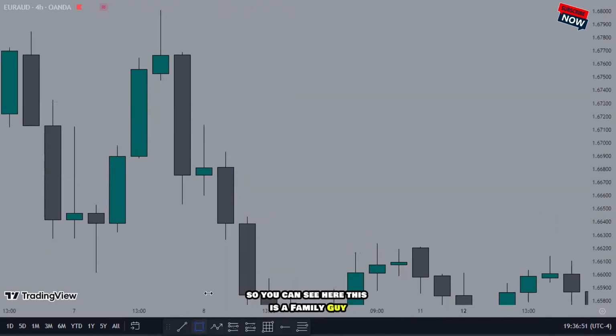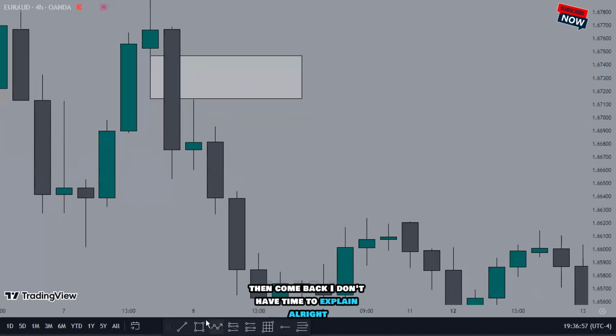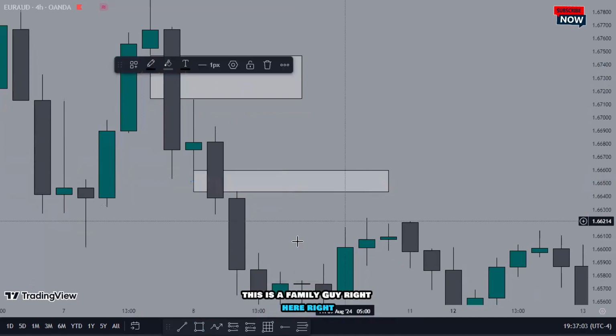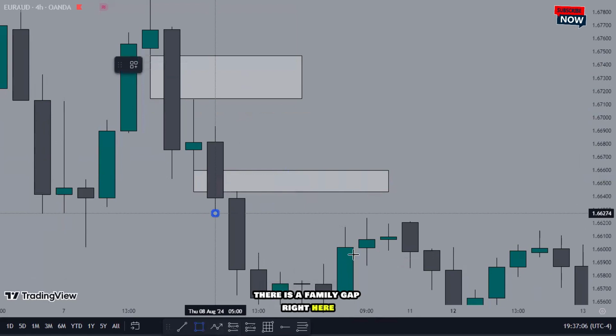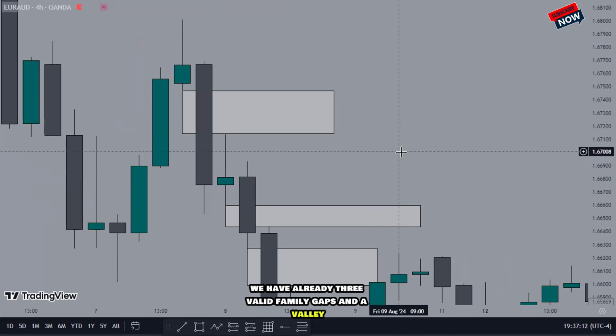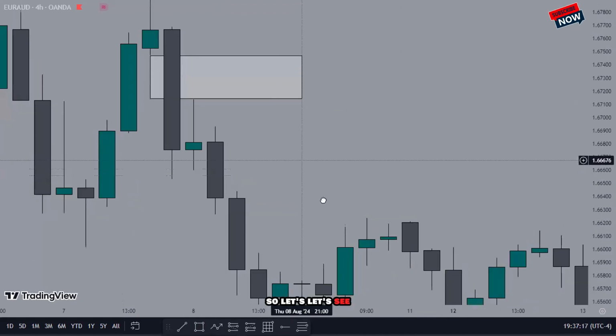So you can see here, this is a fair value gap. If you don't know what a fair value gap is, pause this video, go and research fair value gaps, then come back. I don't have time to explain. All right, that's a fair value gap. This is a fair value gap right here. Right there, that's a fair value gap. Right here, this is a fair value gap. On one single price leg, we already have 3 valid fair value gaps, and they're valid. All right.